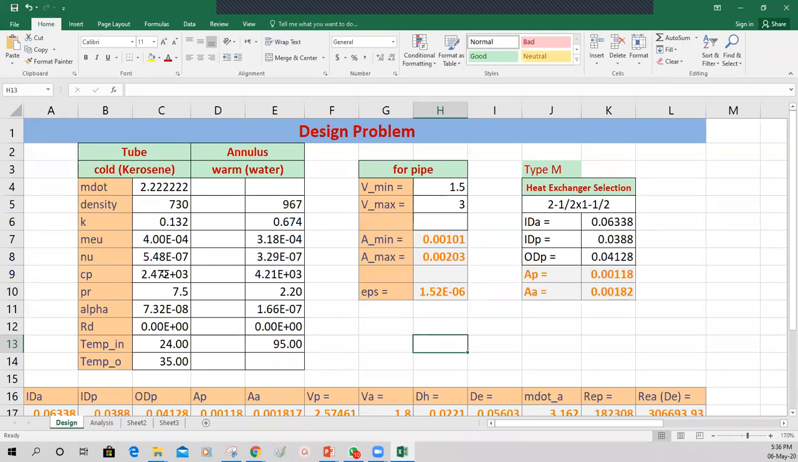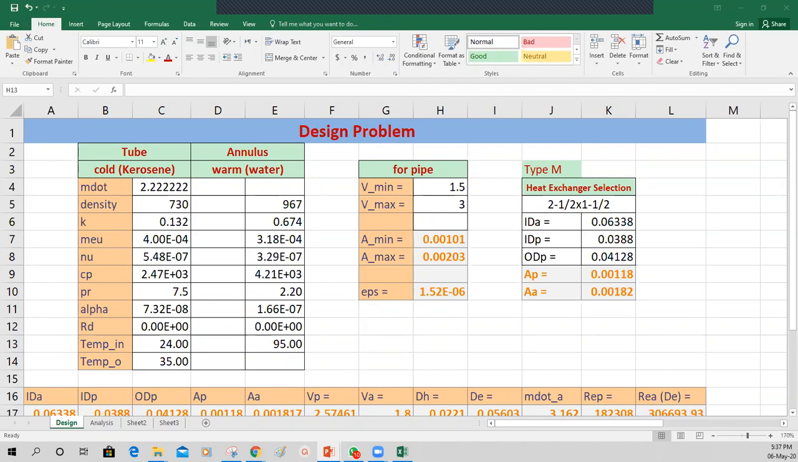Okay, so now the property things are done. And then we have to see how we are going to route the two fluids. Kerosene, where to use, and water, where to use. Because one is a pipe and one is an annulus section. So in the chapter on double pipe heat exchangers, when I was doing that, I explained the criteria for the routing of the fluid. Based on that criteria, we can choose which fluid we should route to the pipe and which fluid we should route to the annulus.